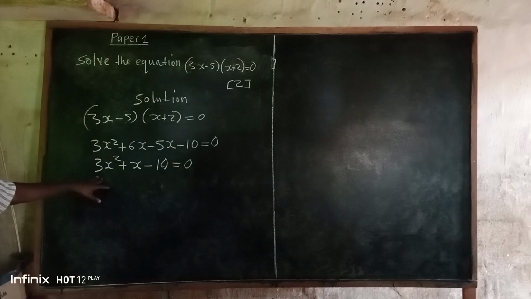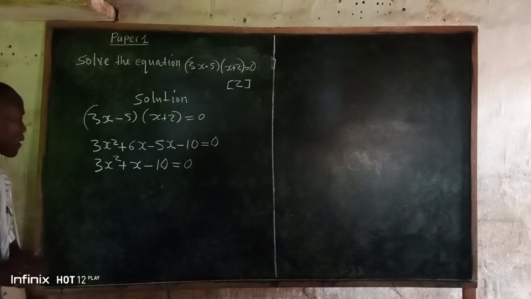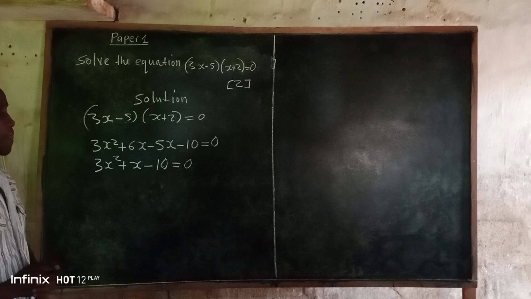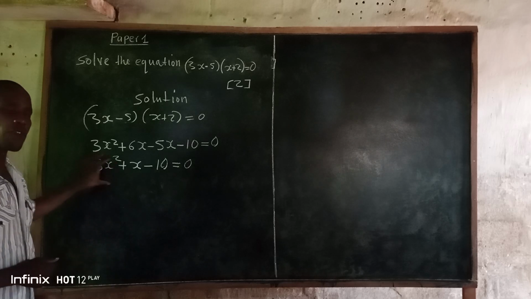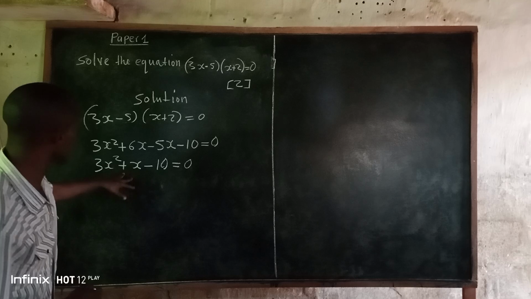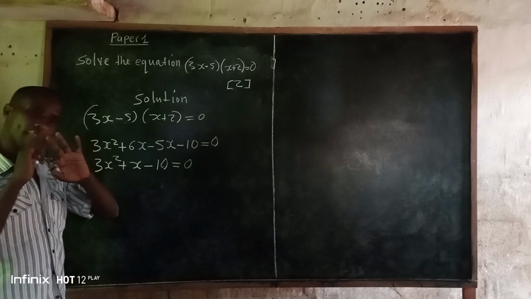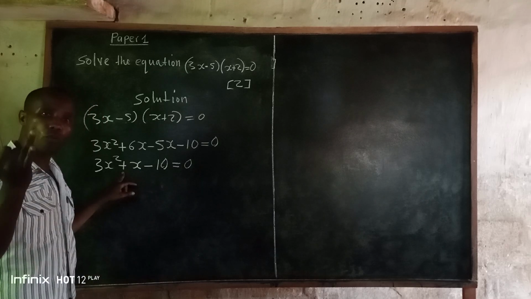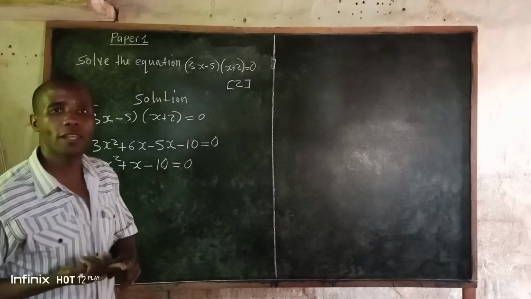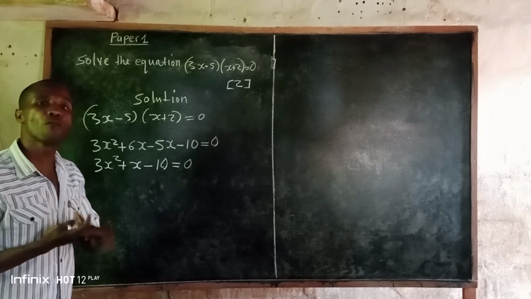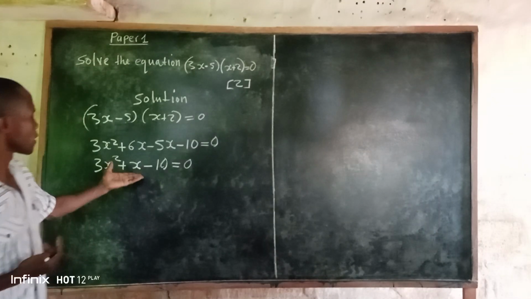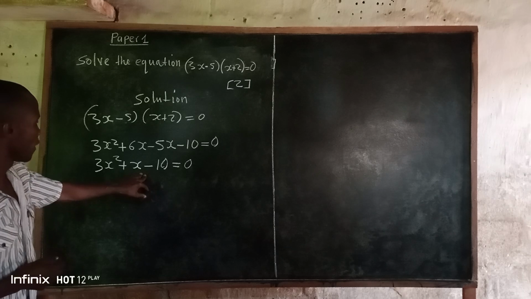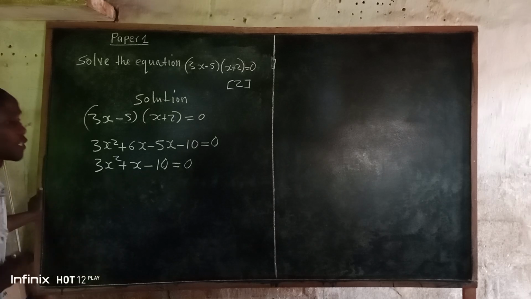Now from there, you can tell that this question was a quadratic equation. How do we solve a quadratic equation? Remember, we have 3 methods that you can use. 1, factorization method. 2, the completing square method. 3, the formula method. In this case, let us go for the simpler one, and that is the factorization method.